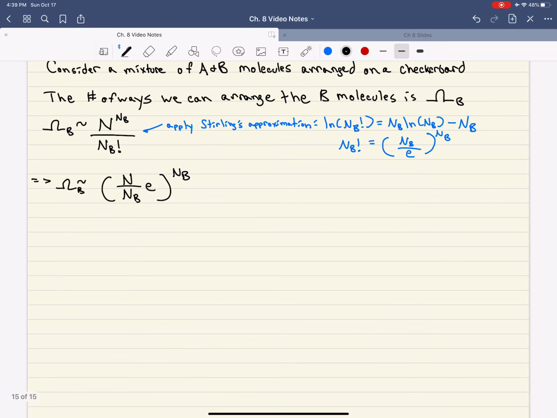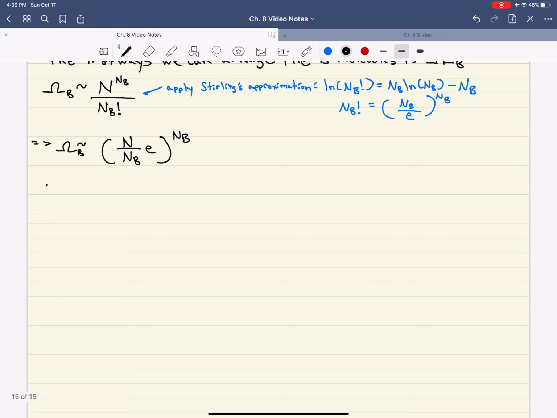And then we could use the microscopic definition of entropy, which was k ln of omega. And we could plug in our omega equation here. Okay? And so, I'm writing that this is proportional to, but all the other stuff I'm not writing here is stuff that's not going to depend on nb. All right, so we're just not going to worry about it for now. In any case, our SB is going to be proportional to k natural log of n over nb times e raised to the nb.